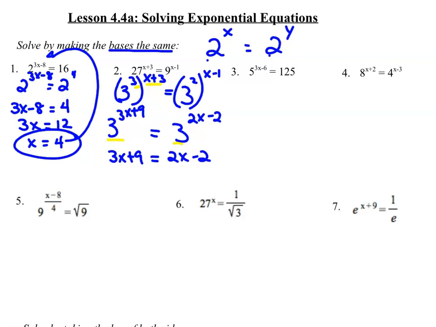Subtracting 2x from both sides leaves me an x on the left. Subtracting 9 from both sides leaves me negative 11 on the right side. So x would have to be negative 11.